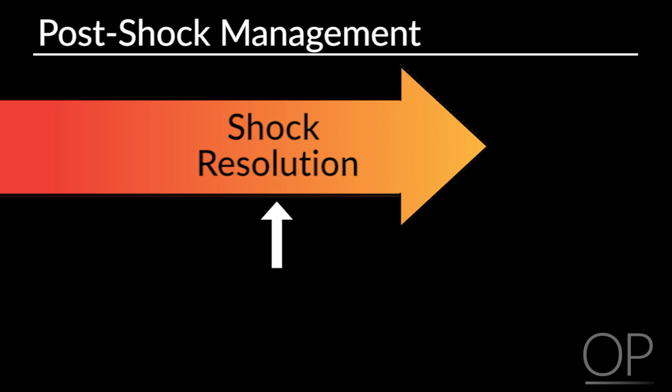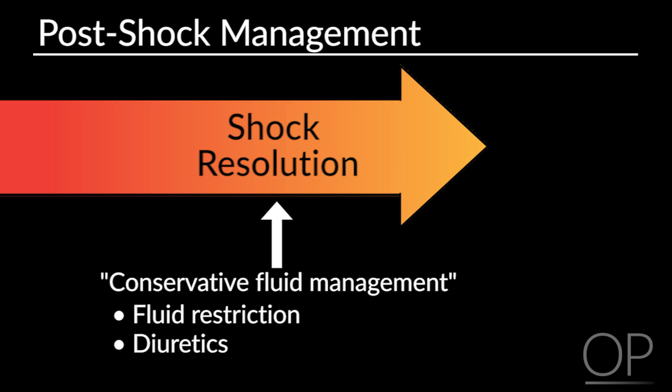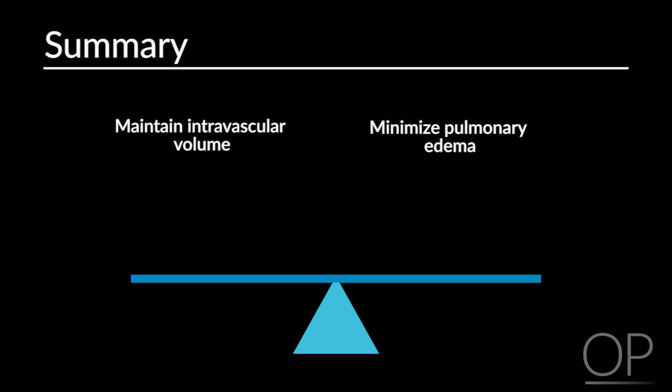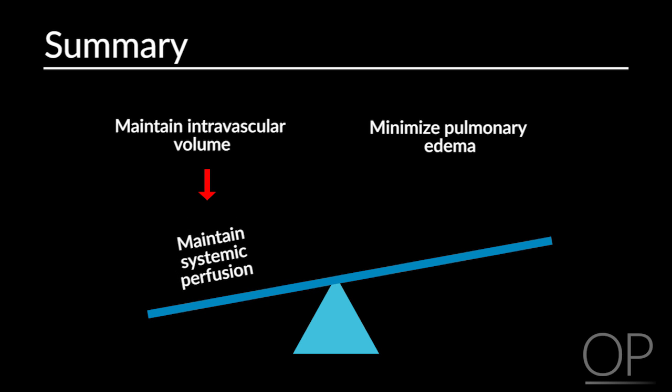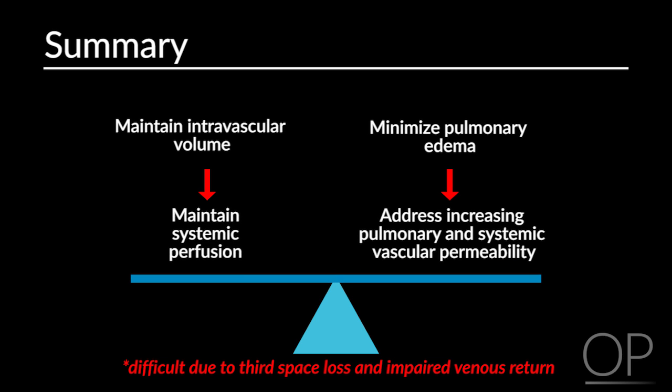However, in the post-shock phase of ARDS, we try to use what is called a conservative fluid management, trying to restrict fluids, giving diuretics, and now prioritizing decreasing lung water. So in summary, it's to try to maintain systemic vascular perfusion while trying to deal with increasing pulmonary and systemic vascular permeability. With this third space loss and impaired venous return and shock, this becomes difficult.